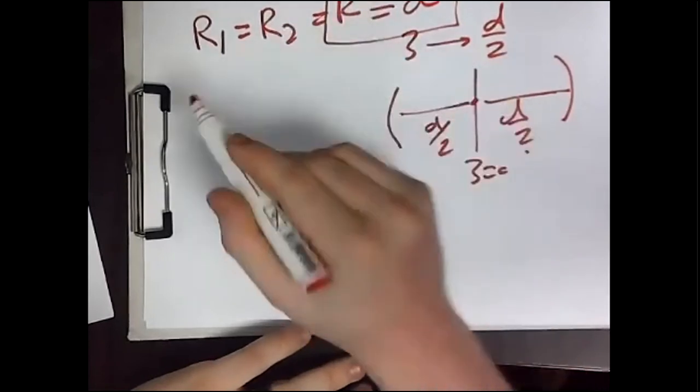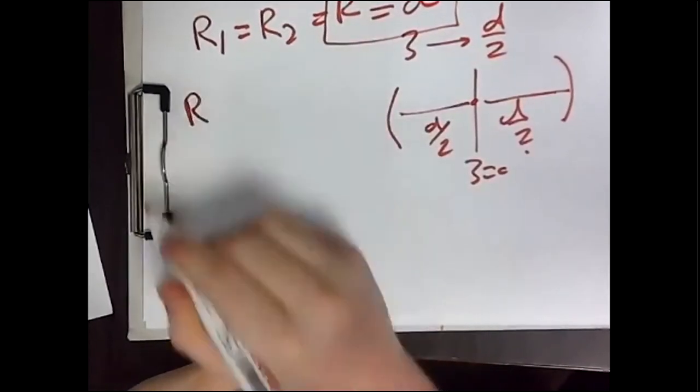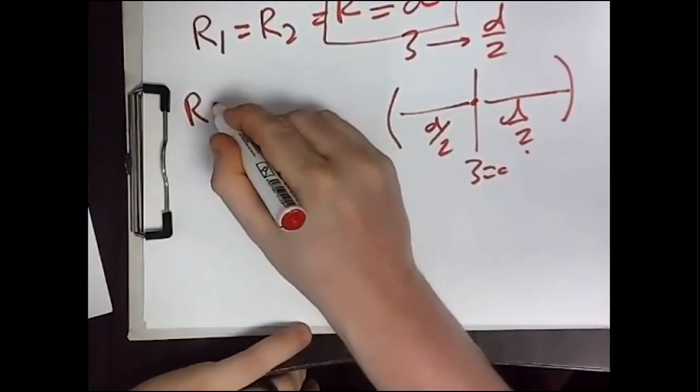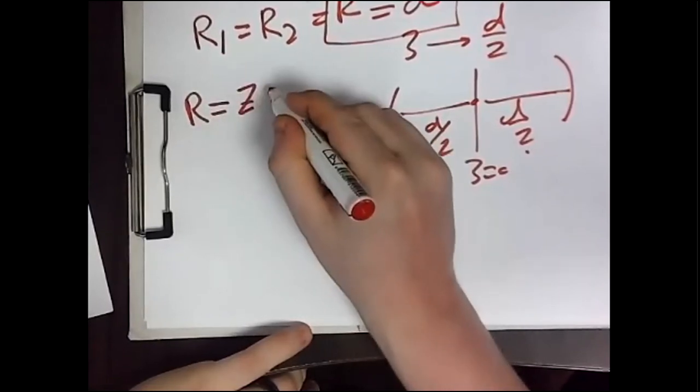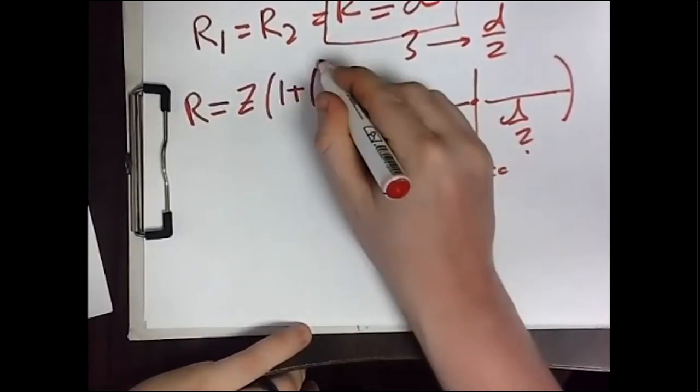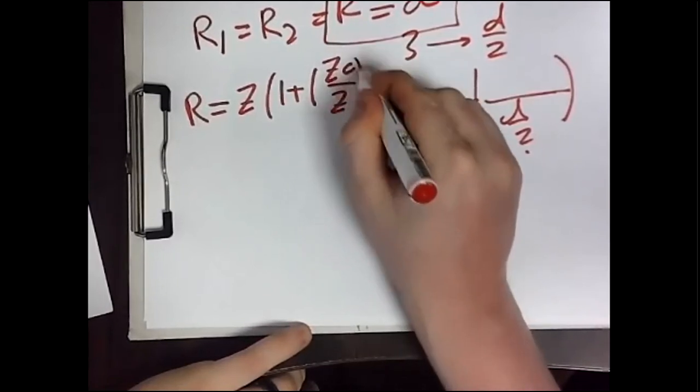So what will happen? Let's first write the equation. R, the radius of curvature, equals Z times (1 plus (Z node over Z) whole squared).